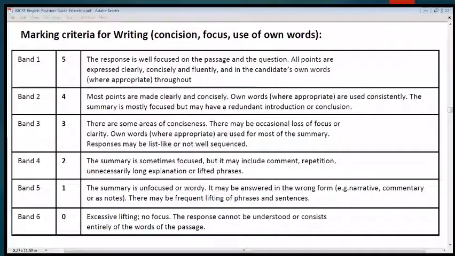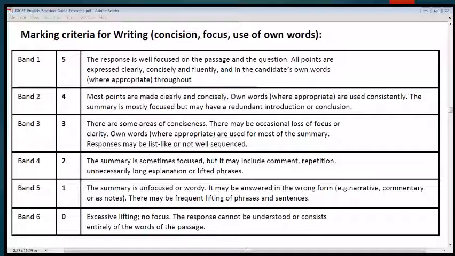This is the marking criteria for writing, and three things are focused on: concision, focus, and use of your own words. So you have bands 1 to 6, with band 6 standing for 0 marks and band 1 standing for up to 5 marks. Now, most students that I have marked in Nigeria, or even from other countries like India and China mostly, usually fall between a band 3 to band 2. Now, the last answer that I read will fall under a band 2, which is 4 marks.